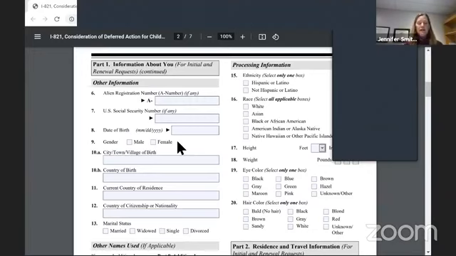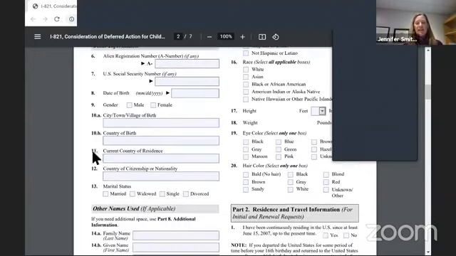For questions 10 through 12, this is the city or town where you were born, the country where you were born, and your current country of residence. And this is question number 11. Now, I fill this out as the United States.